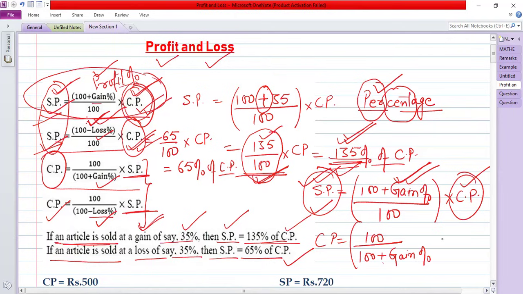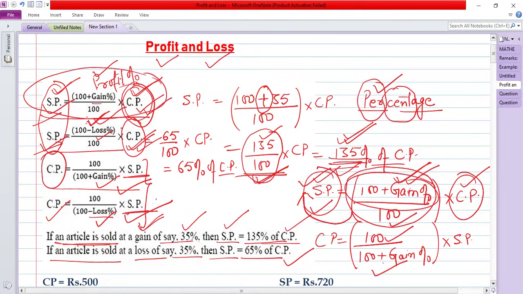Into the selling price. This ratio goes to the other side, so the denominator becomes the numerator, and the numerator becomes the denominator. So this is this formula. Similarly, this is formula number 4, which can also be derived from here. So these are the formulas.